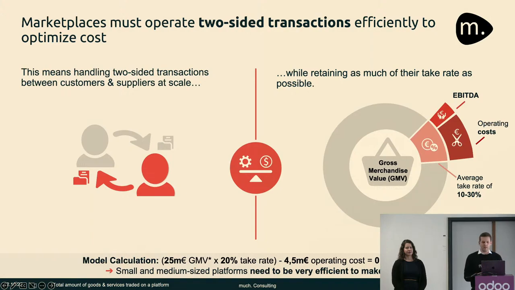Second of all, you have a very big constraint, because for all the stuff that's sold on your website, you only get a very small share. Most marketplaces or platforms keep about 10 to 30% of the money the customer pays for their operations. As you can see on the right side, say I have 25 million euros in revenue as my GMV on my platform, and I have a 20% take rate, so that's my share as the platform, and I have 4.5 million euros in operating costs, there's very, very little margin left over, and the more operating cost I have, the less margin I have.